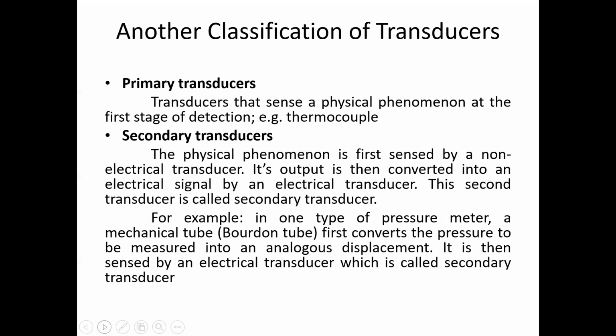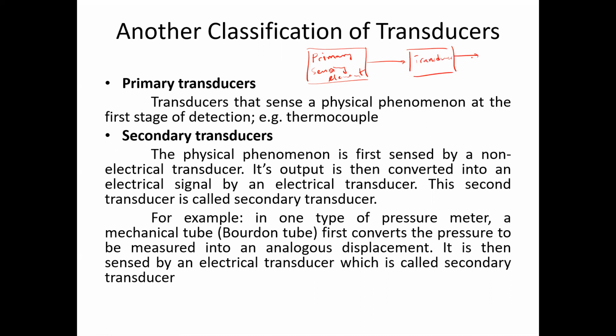Now, with respect to the functionality of the transducers, they can be classified as primary transducer or secondary transducer. If we recall the fundamental block diagram of any measurement system, which was discussed in the very first class, we had two blocks in the initial stage: the primary sensing element, which was followed by another block, the transducer.